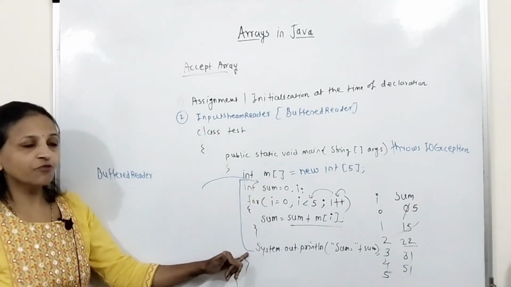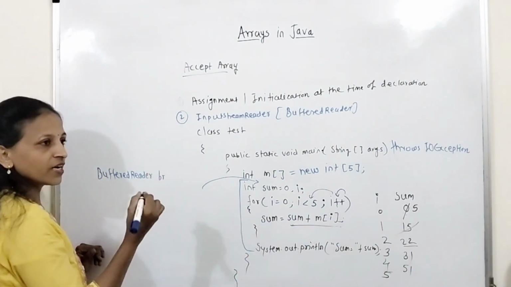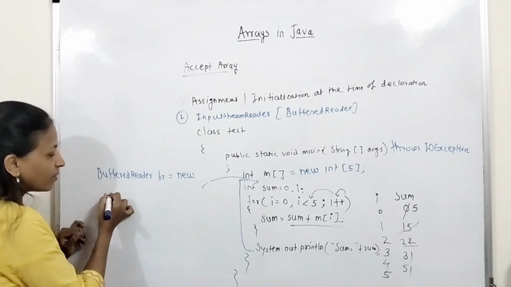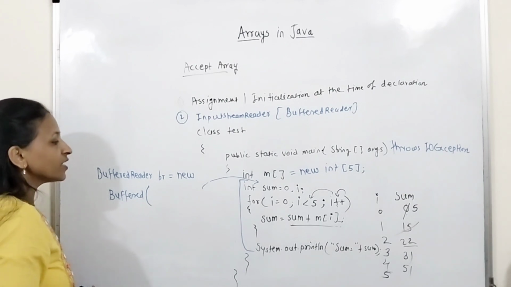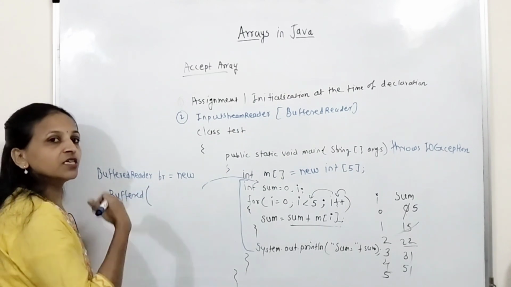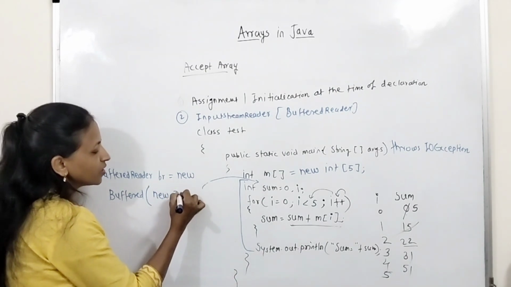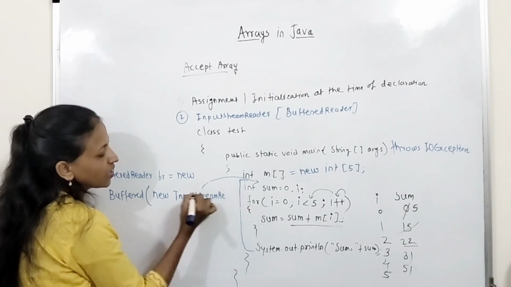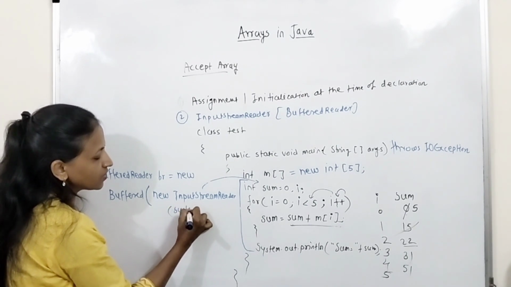For accepting data from the user, first we will create one object of BufferedReader. Like BufferedReader, here I am writing br, you can write anything. br equals new BufferedReader. Whenever you are creating any object of BufferedReader, you have to pass one object of InputStreamReader. Here I am just directly creating that object with the help of the new keyword: new InputStreamReader, and in brackets we have to write System.in.